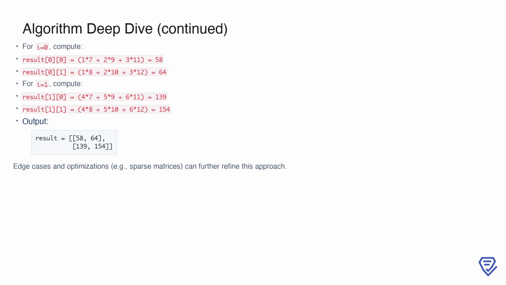This example highlights how the dot product formula is applied systematically to populate the result matrix. By addressing edge cases and taking advantage of optimizations like skipping zero computations in sparse matrices, this approach can be further refined for real-world applications.